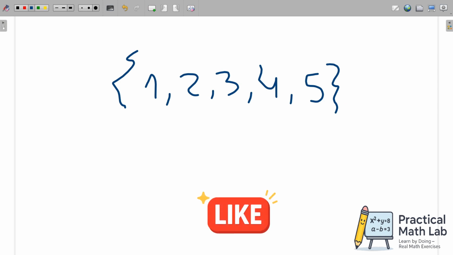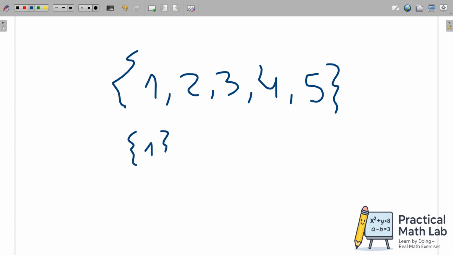can form. You could do this manually, for example, by listing out all the subsets and then counting, but there's a much easier way. We know that to find the number of subsets of a set, the formula is 2 raised to the power of n, where n is the number of items in the set.